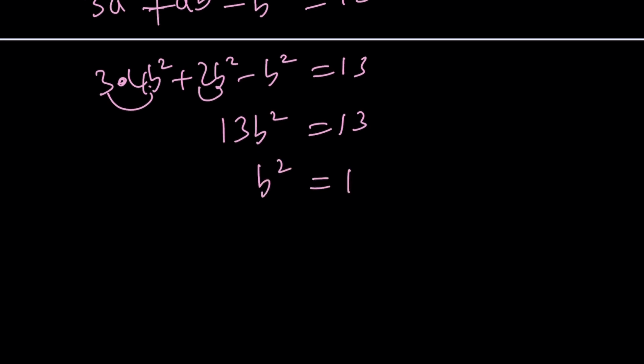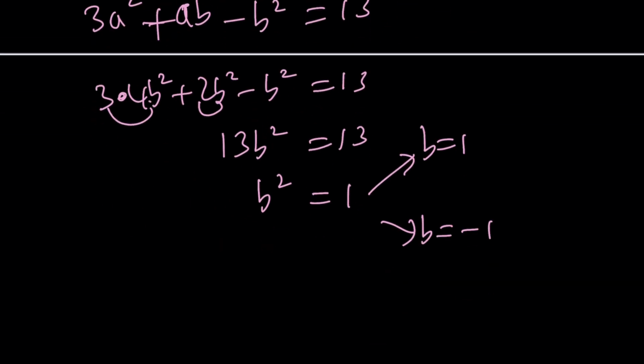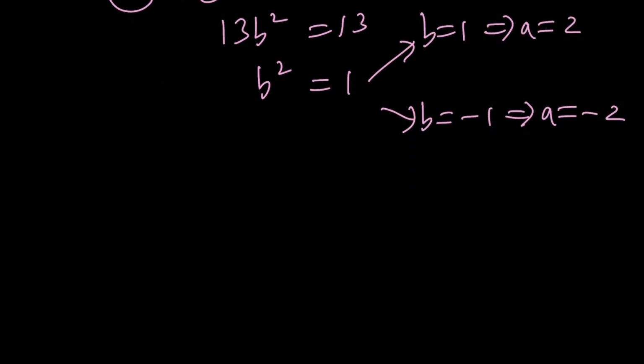B squared equals 1. So from here, we get two solutions. B is either 1 or negative 1. And of course, a is 2b. So from here, a is 2. From here, a is negative 2. Which means we get two solution ordered pairs.